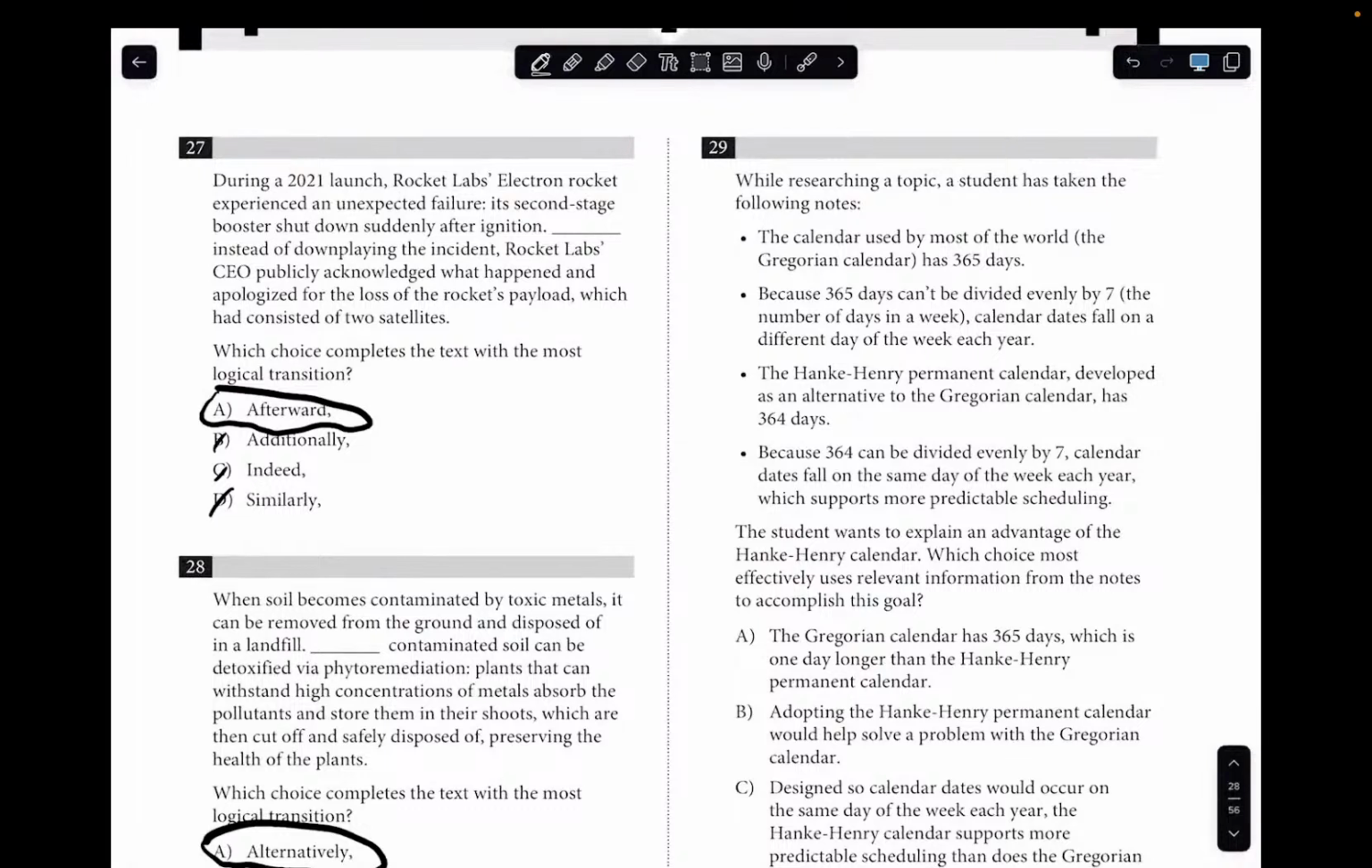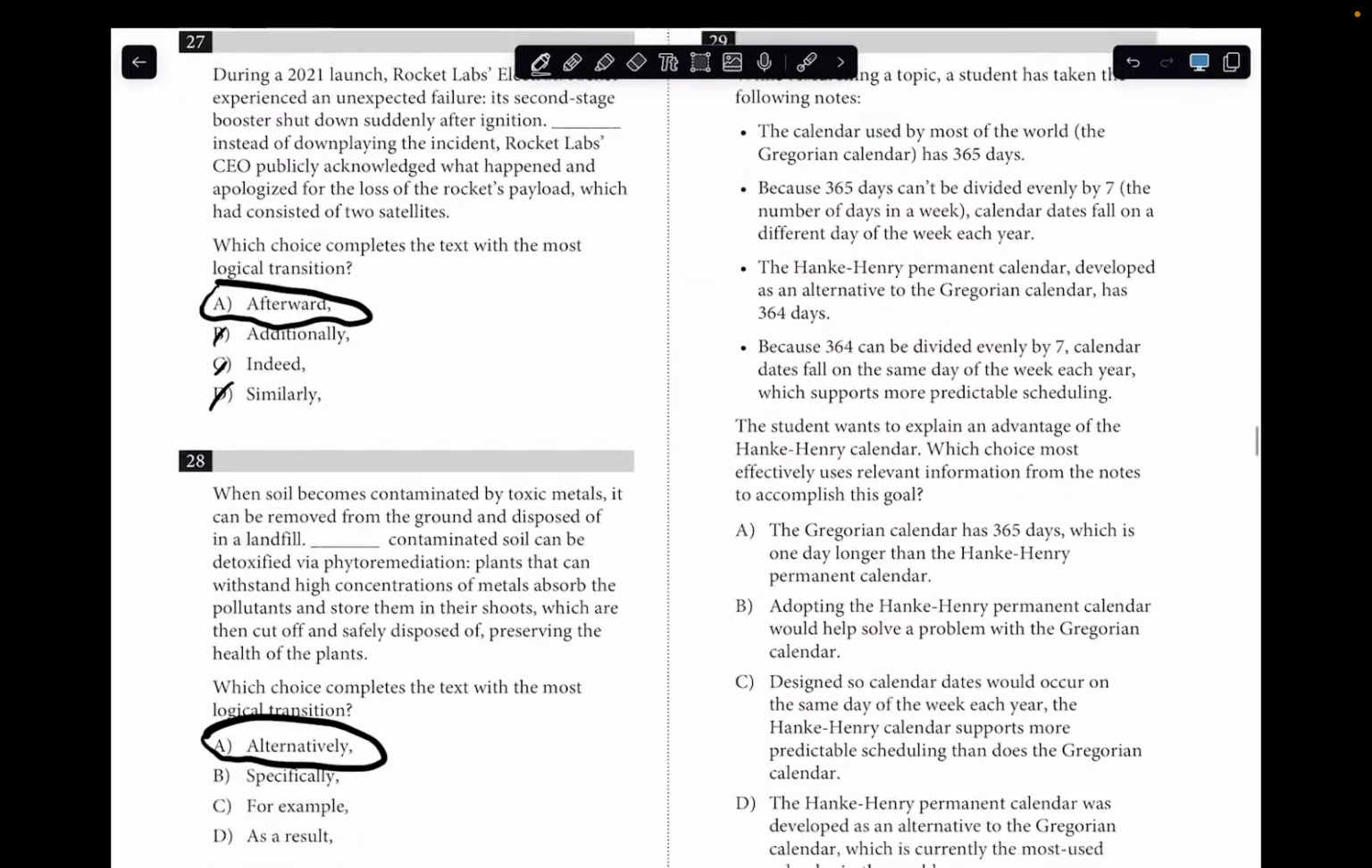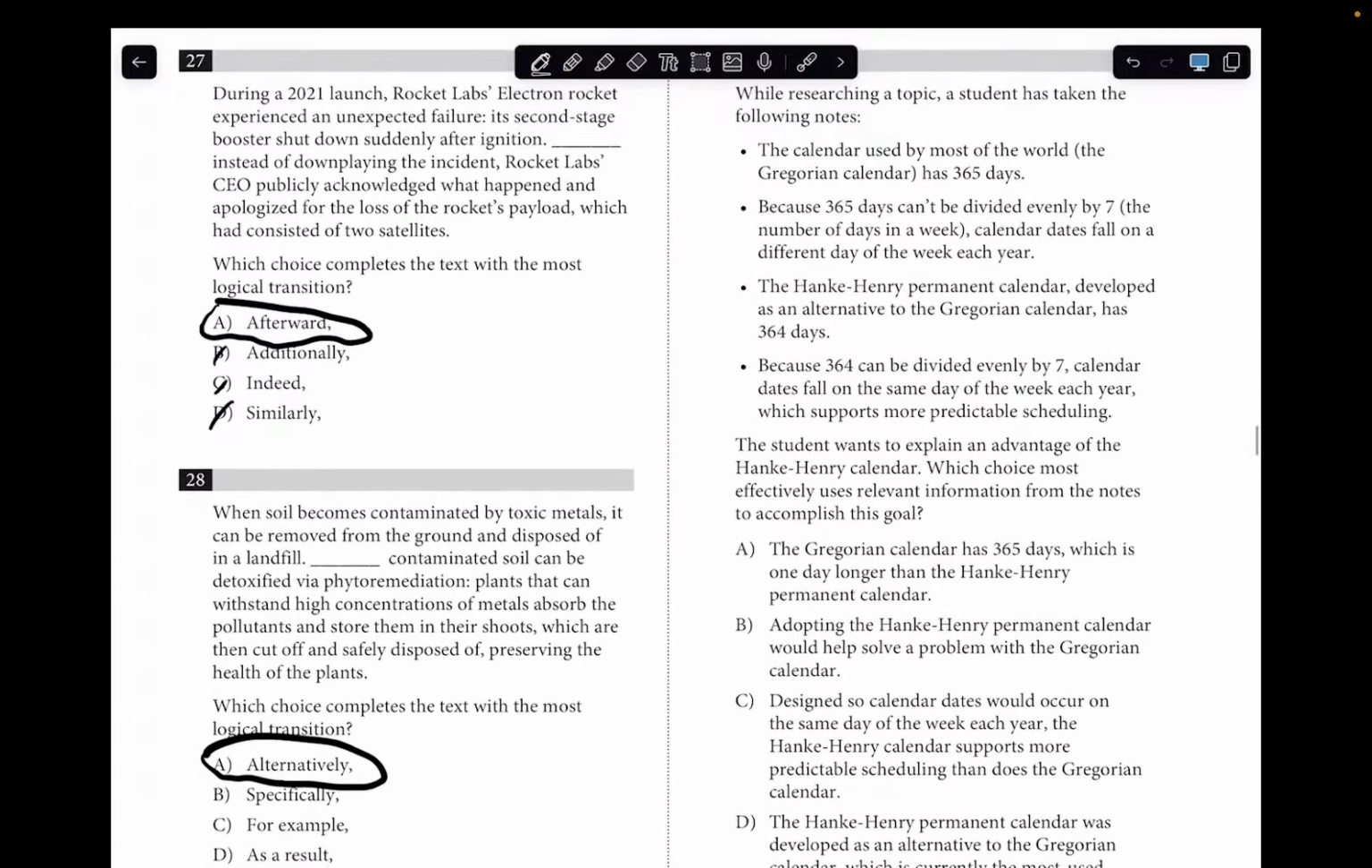29. While researching a topic, a student has taken the following notes. The calendar used by most of the world, the Gregorian calendar, is 365 days. But because 365 days can't be divided evenly by 7, which is the number of days in a week, the calendar dates fall on a different day of the week each year.